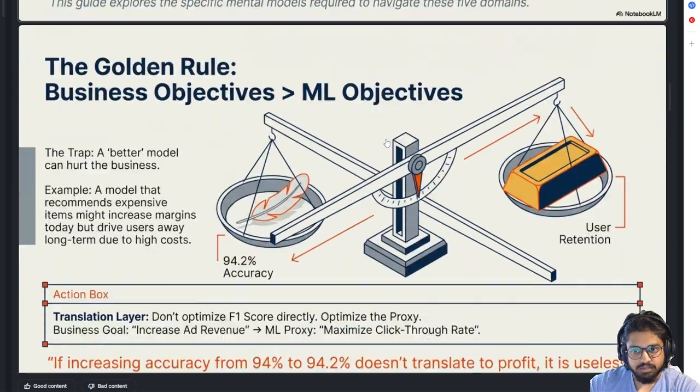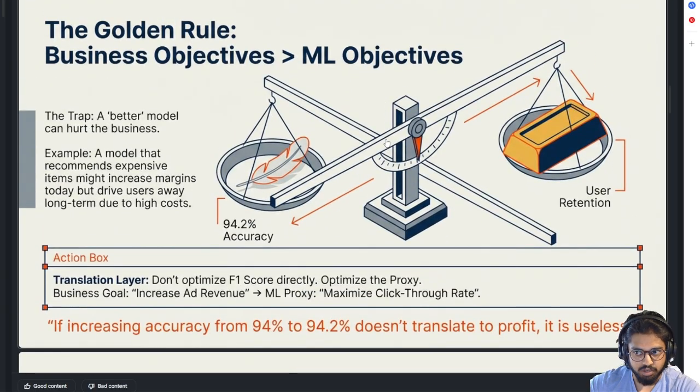Starting with the golden rule, business objectives and ML objectives, which play a key role. Here the basic concept is that as a beginner, you obsess over ML metrics like accuracy, F1 score, or low latency, right?